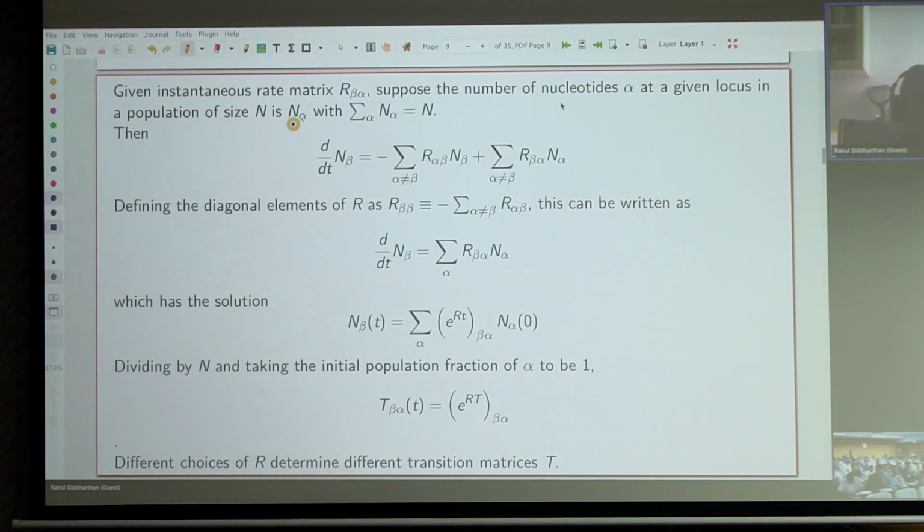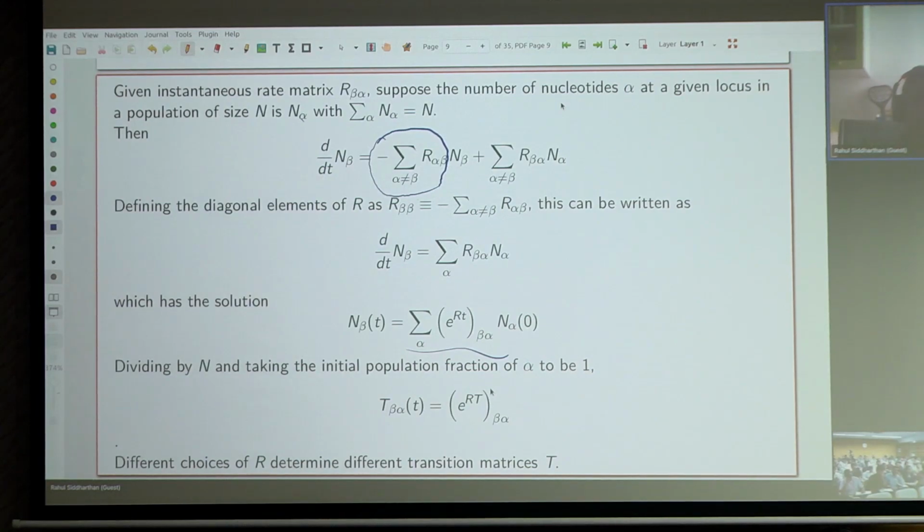And then you can ask, how does this n sub α change with time? It changes because n sub β changes because β is getting mutated into something else at the rate given by this, but also other things are getting mutated into β at a rate given by this. And both of these look like matrix multiplications except for this α not equal to β. So you can basically consider this piece, which is a sum only over α, not β, and we simply define the diagonal elements of R as this. So then you can write this as a standard rate equation, and it has the solution that looks like this.